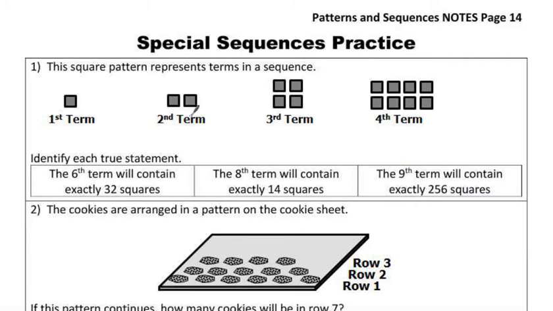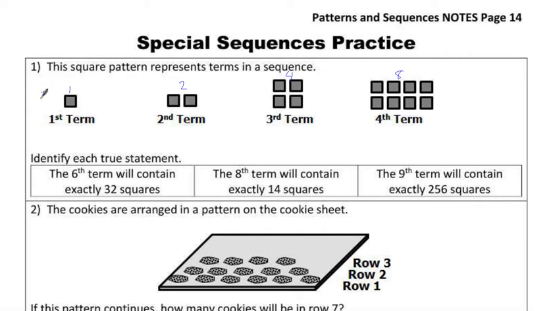Well, let's look at this. All right, so if we look at the first term here, we have 1 as our first term. And then we have 2 as our second term, and 4 as our third term, and then we have 8 as our fourth term.